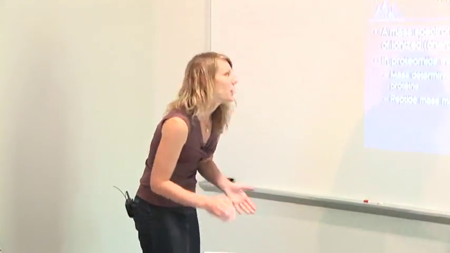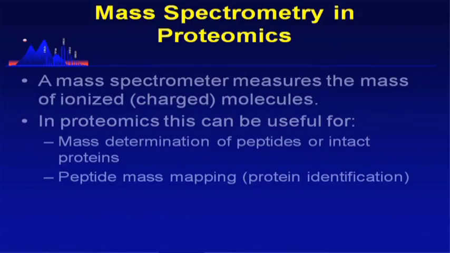Okay? So first of all, we can ask the question, what is a mass spectrometer, and what does a mass spectrometer do? And in very basic terms, a mass spectrometer measures the mass of ionized or charged molecules, right? Very basic definition of what a mass spectrometer does. And why is this useful to us in proteomics? In proteomics, this can be useful for example, for determining the masses of peptides or intact proteins. And this can be used through what we call peptide mass mapping to identify proteins.